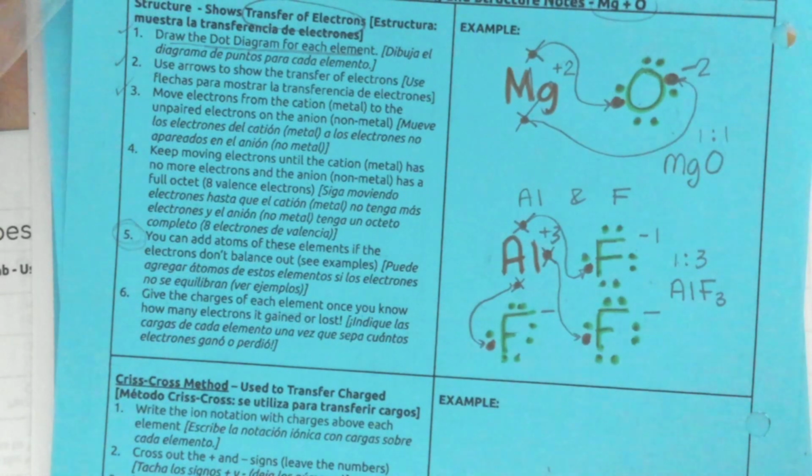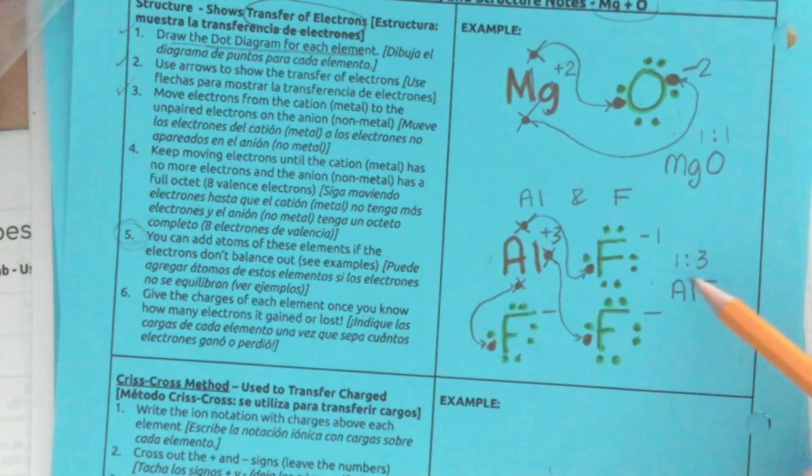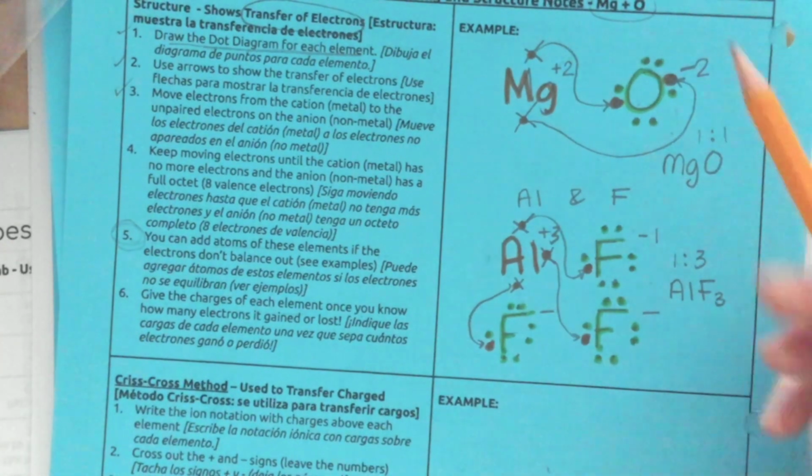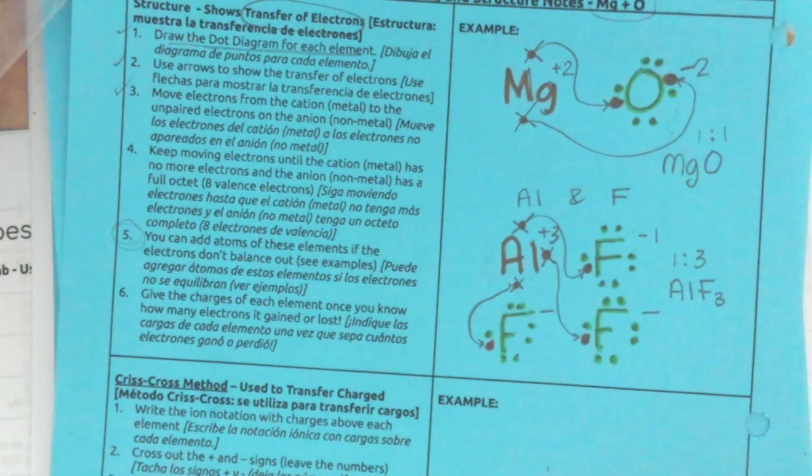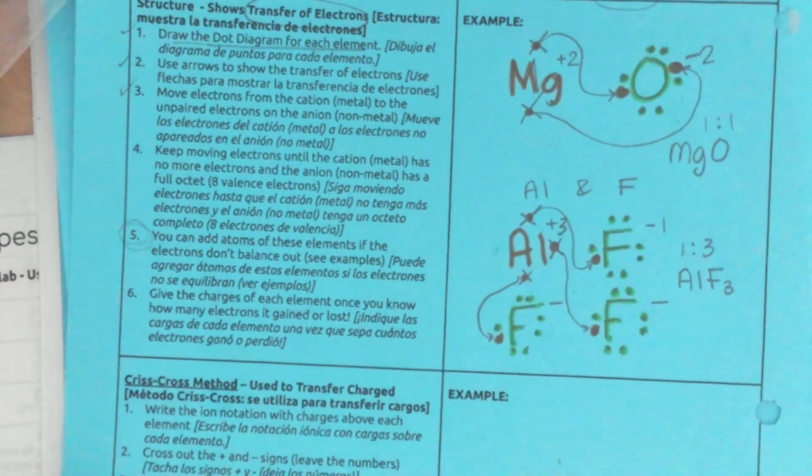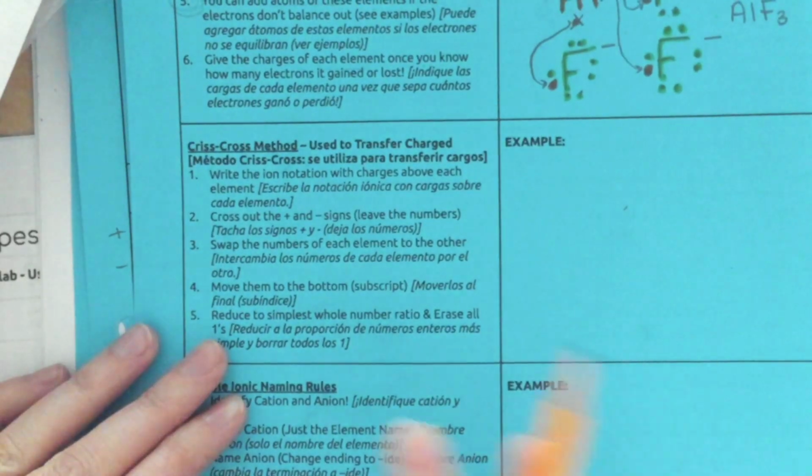Next, we're going to look at a way to actually come up with this chemical formula without going through all of this rigmarole. And that is the crisscross method. So go on to the next section, we have the crisscross method.